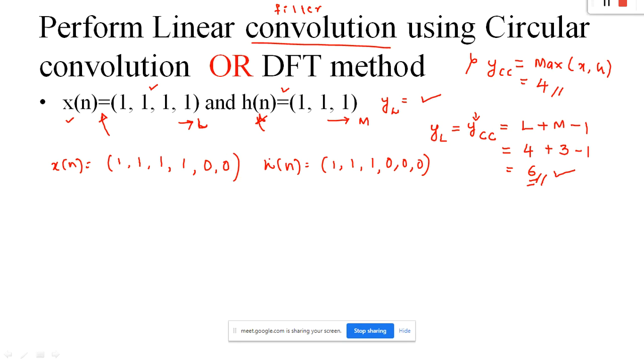Now the lengths of input x of n and h of n are matched. Now the output will obviously match my output. So what operation should I perform? That operation is nothing but circular convolution with h of n. Now you perform the circular convolution operation.